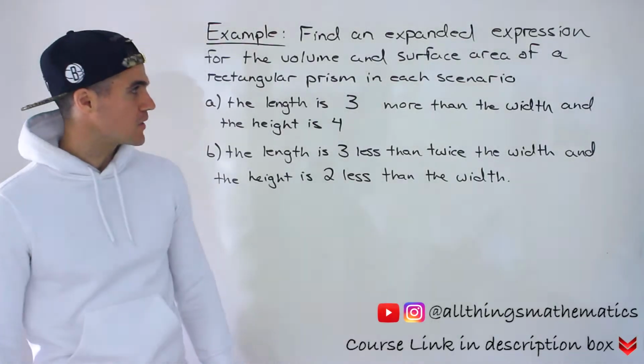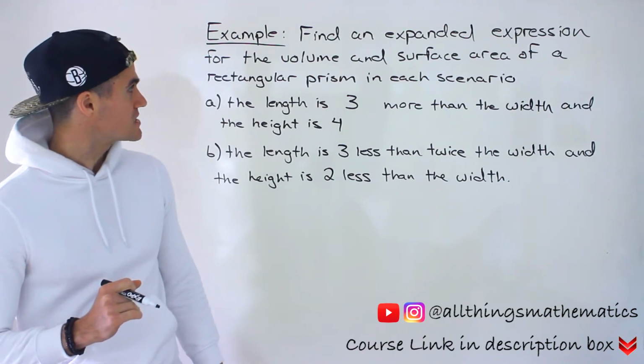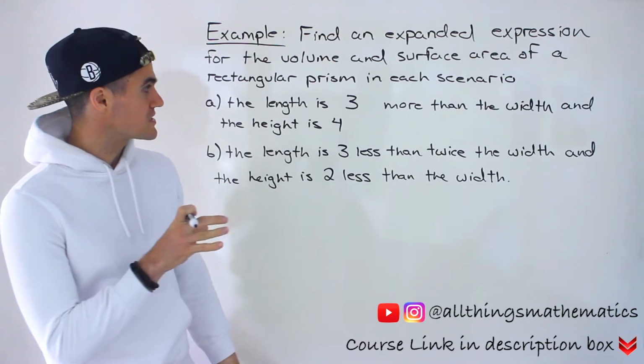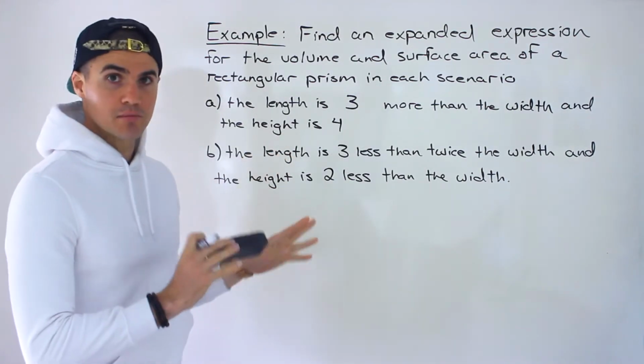Moving on to the next question dealing with multiplying polynomials. So we have to find an expanded expression for the volume and surface area of a rectangular prism in each of these scenarios here. So both of these are going to be two different prisms.